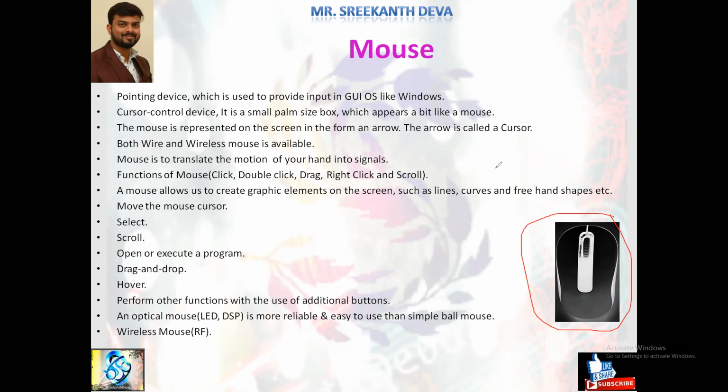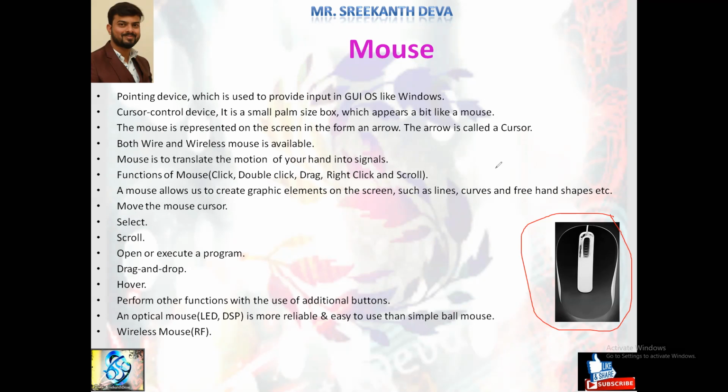A mouse allows us to create what? Some graphic elements on the screen such as lines, curves and freehand shapes. See, it makes using menus and message boxes easier. The mouse contains 1 to 3 buttons to perform different functions. The mouse is attached to the computer system by using a wire. Wireless mice are also available that don't have any wire attached to them.